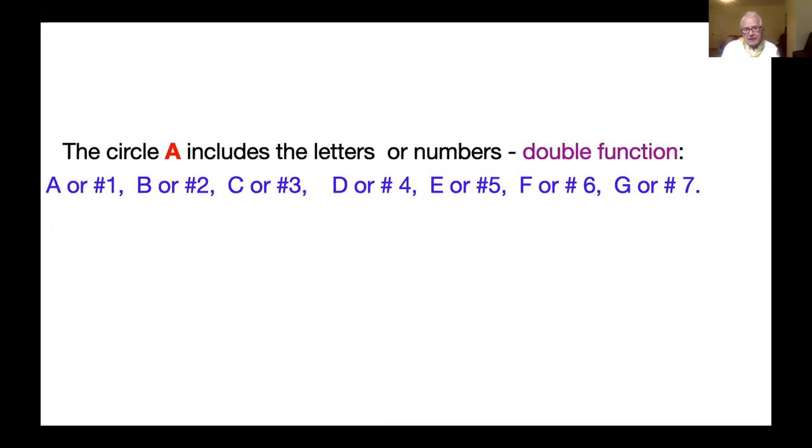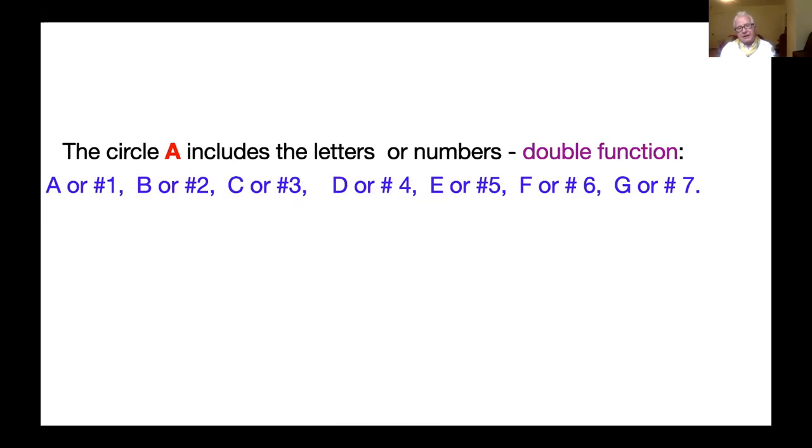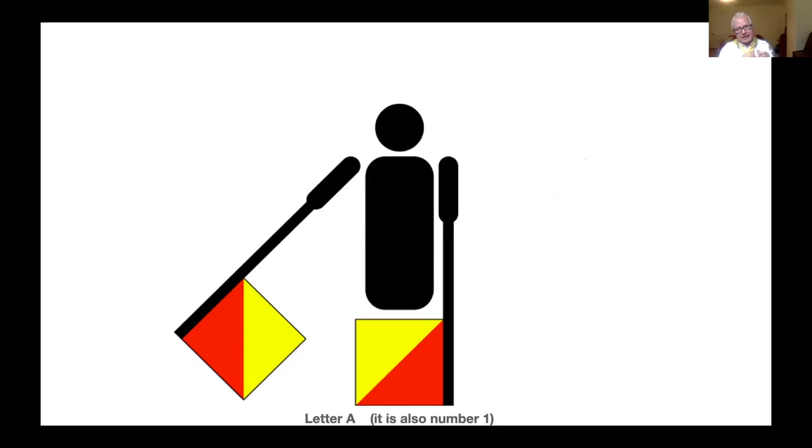The circle A is very easy. It is A, B, C, D, E, F, G. But also the letters A, B, C, D, E, F, G have a double function. They also work as 1, 2, 3, 4, 5, 6, and 7. Okay, so this is the position for A, and also number one. How do I know that it is an A or a number one? I will teach you later, and you'll learn forever. But for now, we start with letters, not with numbers.